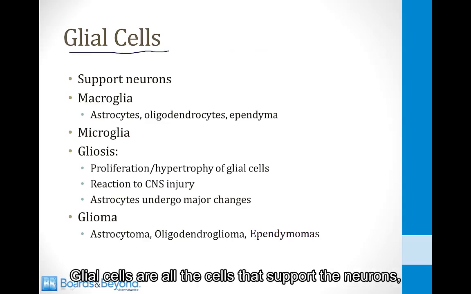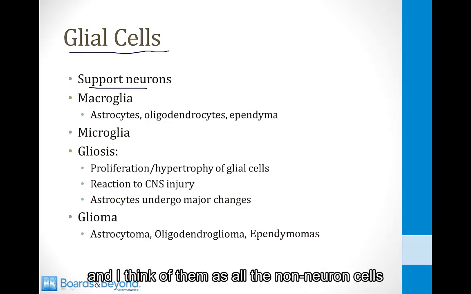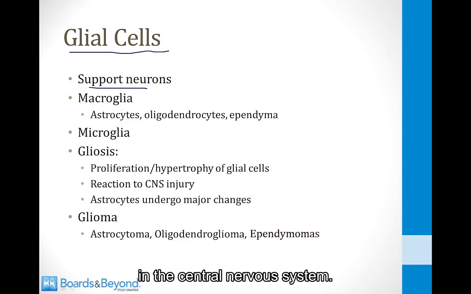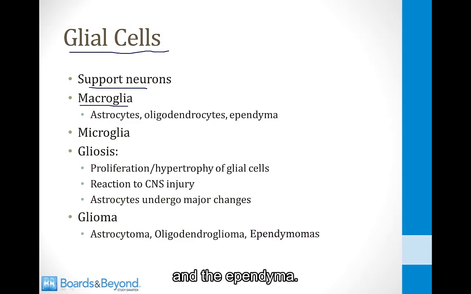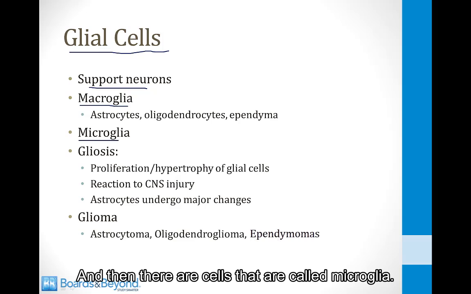Let's talk about what we mean when we say glial cells. Glial cells are all the cells that support the neurons, and I think of them as all the non-neuron cells in the central nervous system. There are some that are called macroglia. These are larger. These are cells like astrocytes, oligodendrocytes, and the ependyma. And then there are cells that are called microglia.